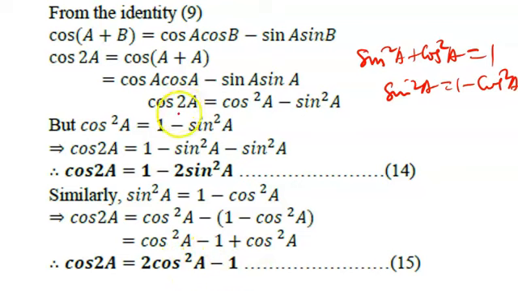So in short, for the double angle, cos 2A, you can express it in 3 ways. The first one is this, the second one is that, and then the third one. So be careful.